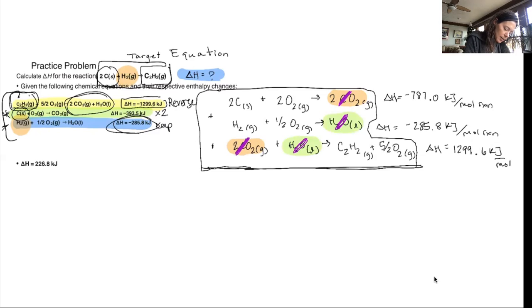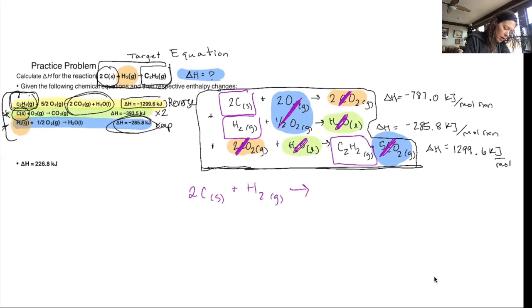Notice here, guys, that I have 5/2, which is 2.5. And right here, if I add these up, that's 2.5. So those actually all cancel as well. And what I'm left with is 2 carbon solid plus an H2 gas yields the C2H2. It's called ethine. It would have a triple bond. That's why it's an ine. It's balanced as it should be.